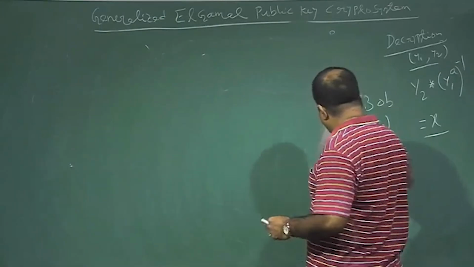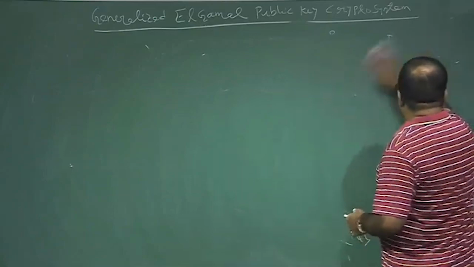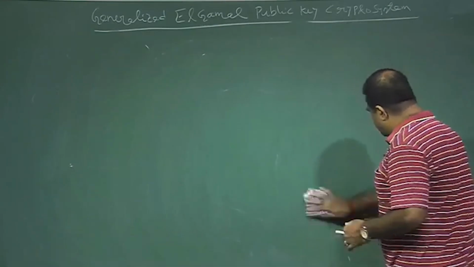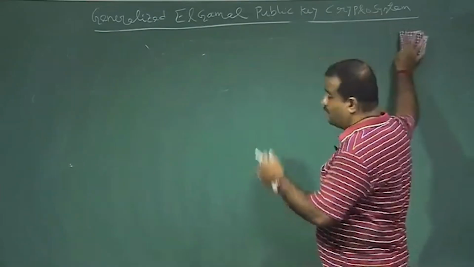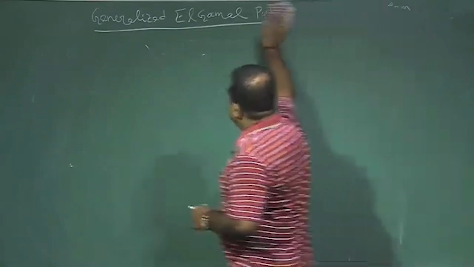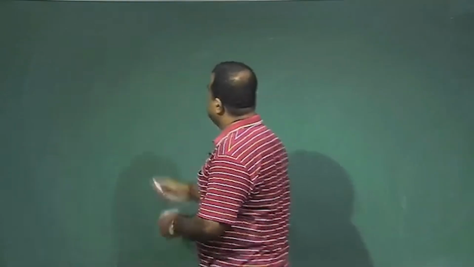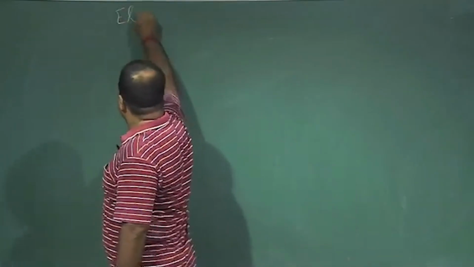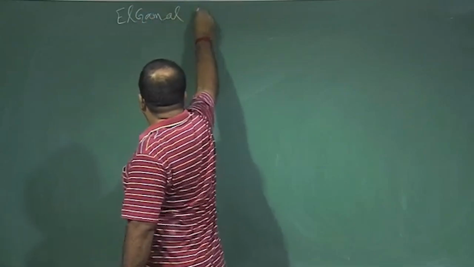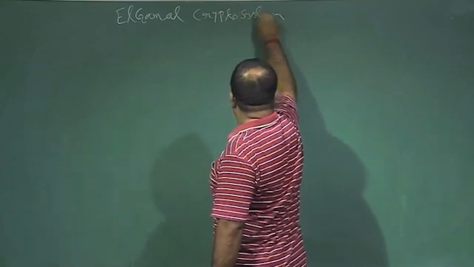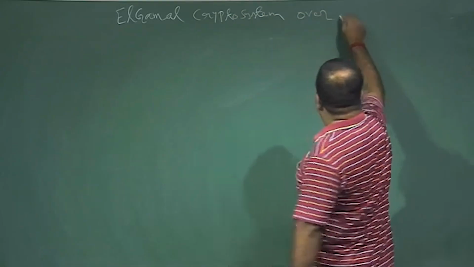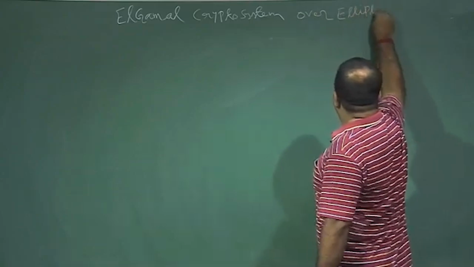The idea is this: if we can have a group from anywhere, maybe from elliptic curve points. We know ZP star was a group, and for that we have an ElGamal version. For the elliptic curve over ZP, we also have an ElGamal version. So now we talk about the ElGamal crypto system over elliptic curve points.